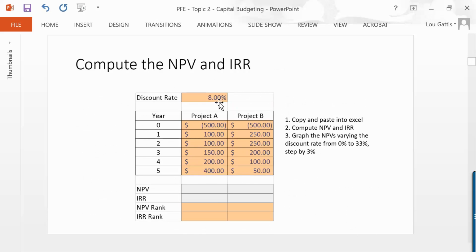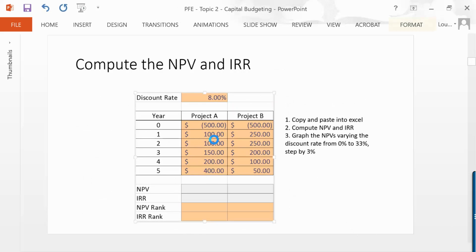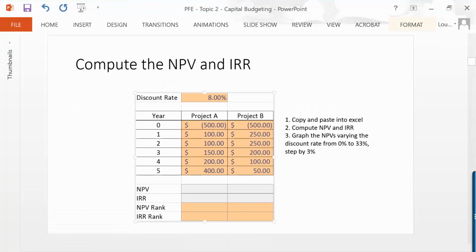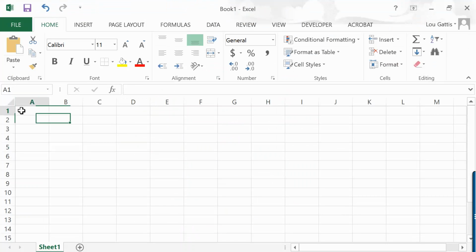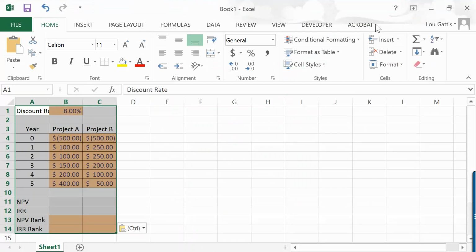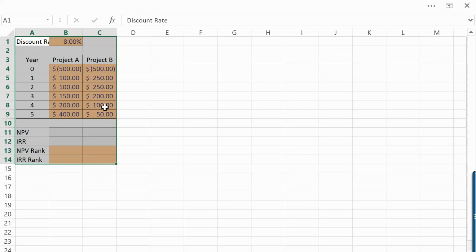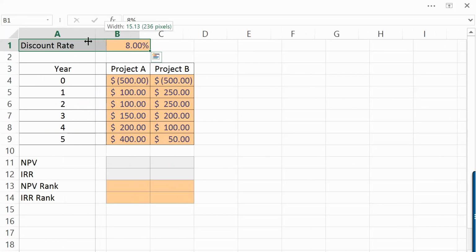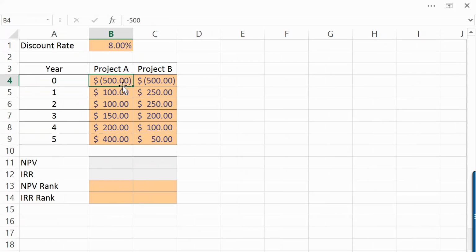So let's calculate the NPV and IRR of these 2 projects. I'm going to grab the spreadsheet embedded into this PowerPoint. I'm going to copy that, click off of that, go to Excel, and paste it in. So we're going to use a discount rate of 8%. The cash flow today for Project A is $500, and then cash flows are specified here. And Project B costs also $500, and cash flows are specified here. So the question is, what project would we select?